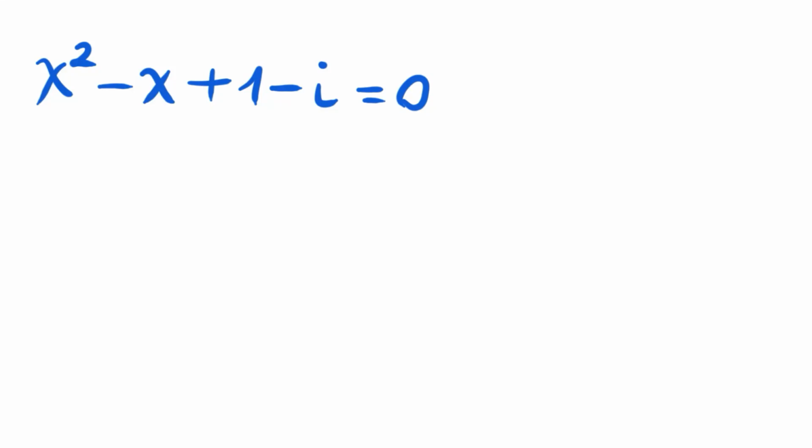We have a quadratic equation with some complex coefficient here. x squared minus x plus 1 minus i is equal to 0. We will solve this equation for x. First, let's use the quadratic formula to see what happens.